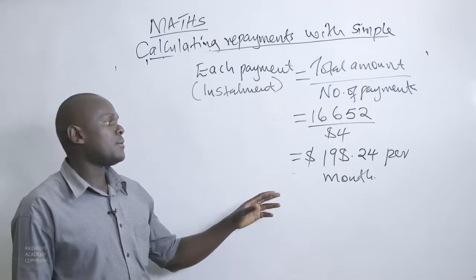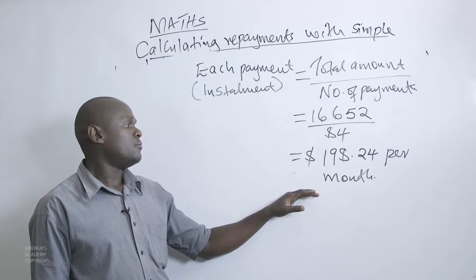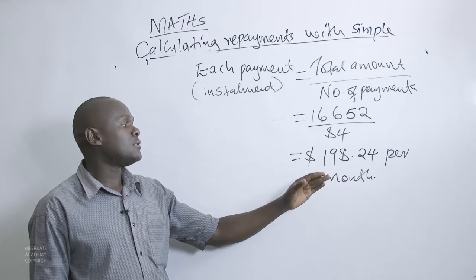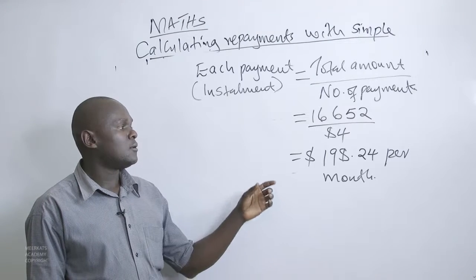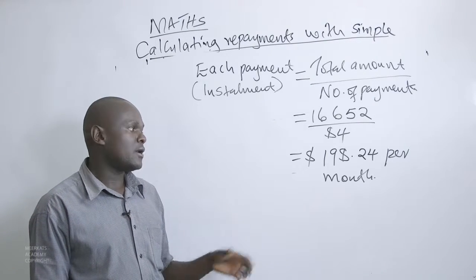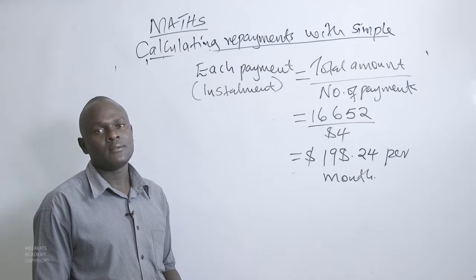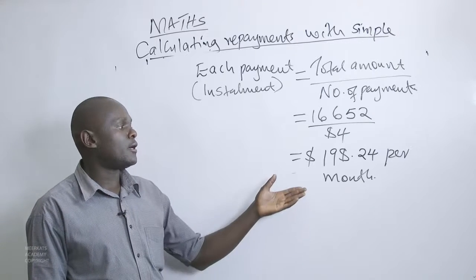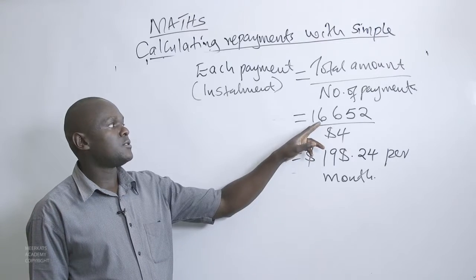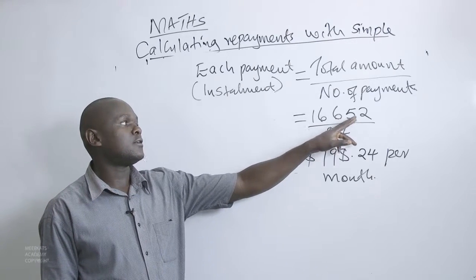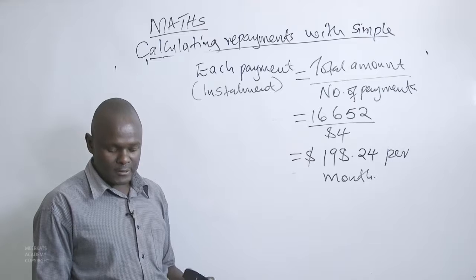So the first month, John will be required to make an installment of $198.24. The second month, the third, up to the last month, for him to clear that debt of $16,655.